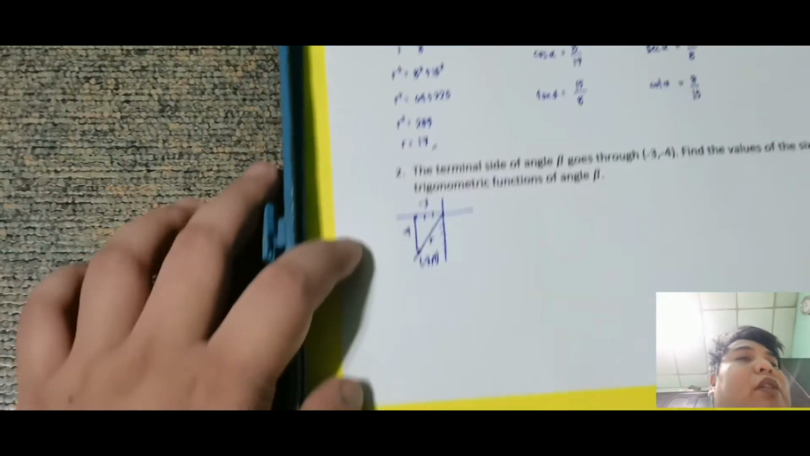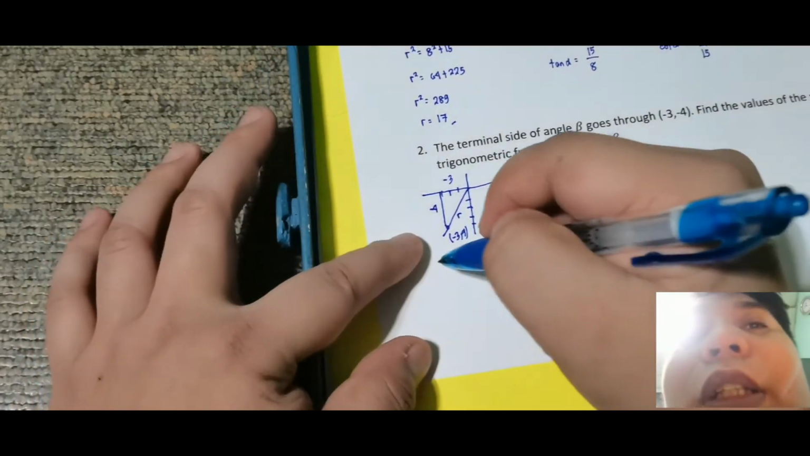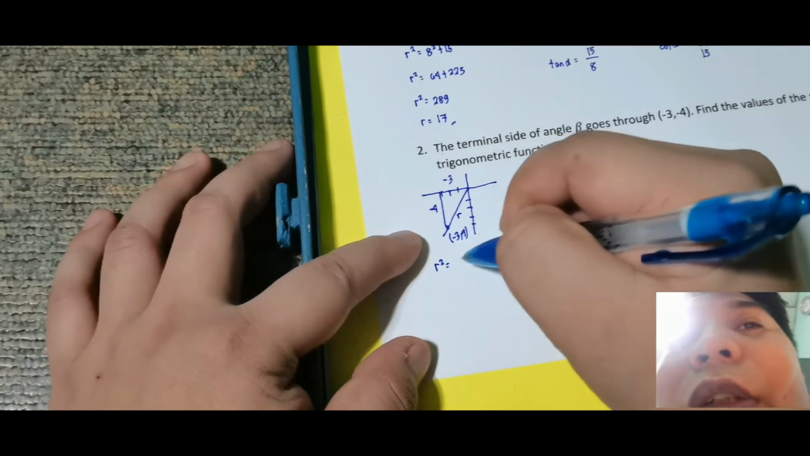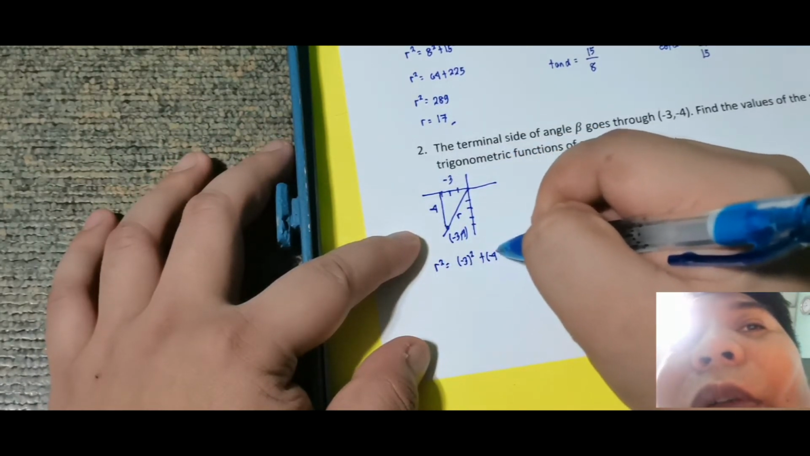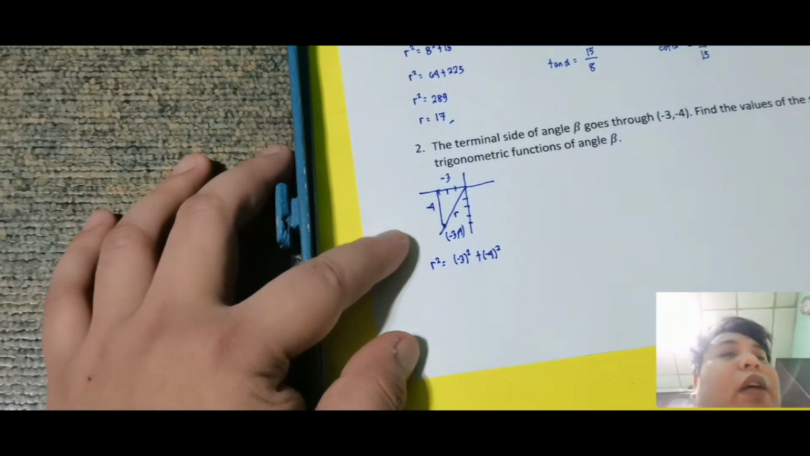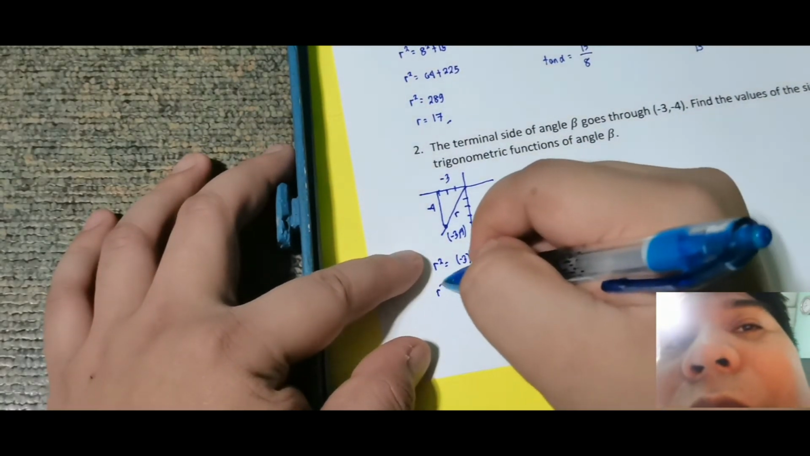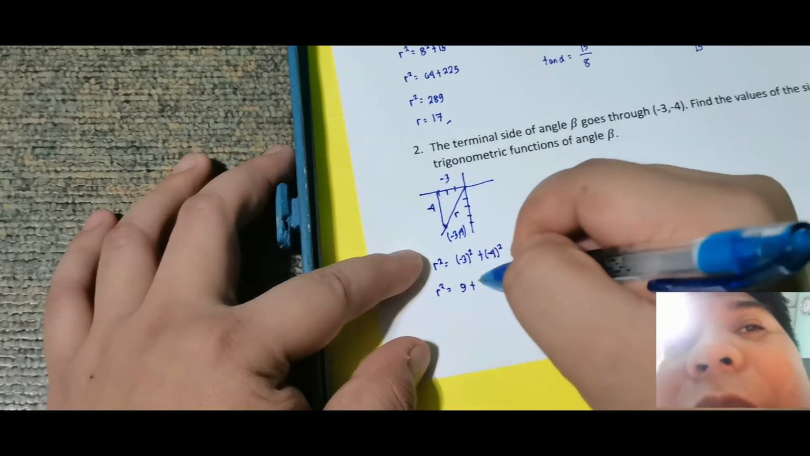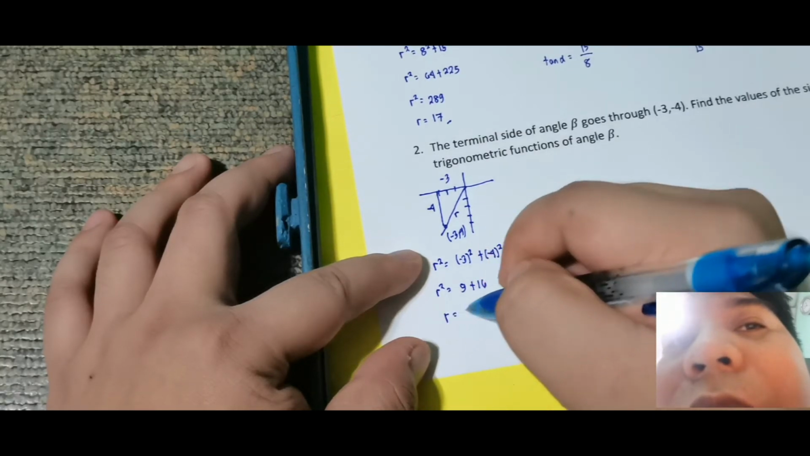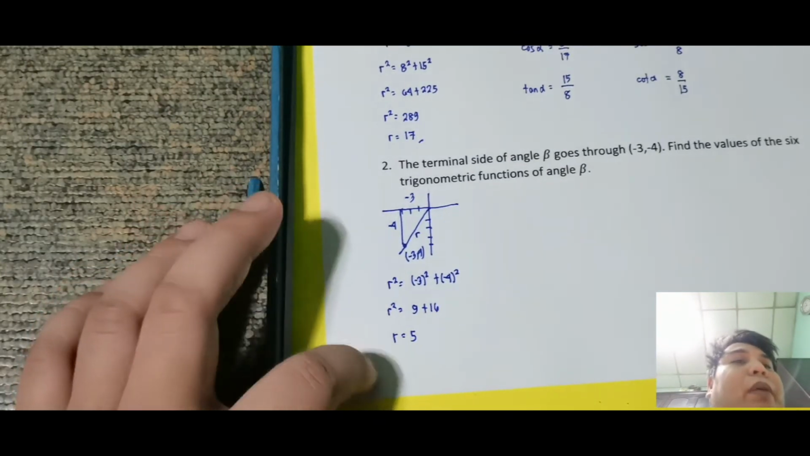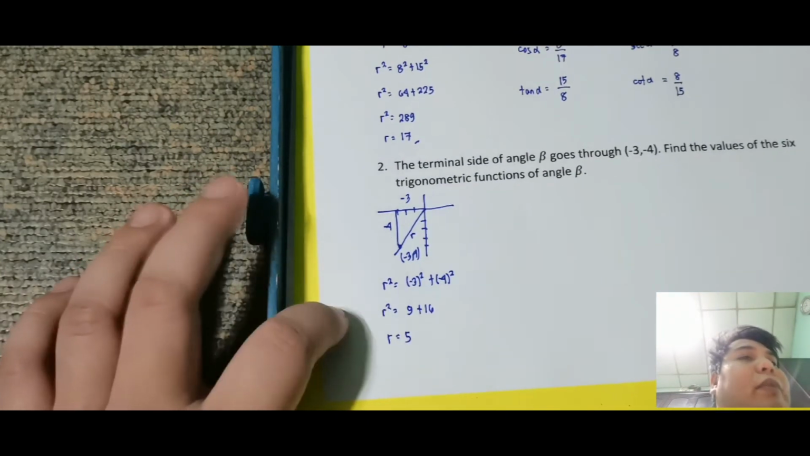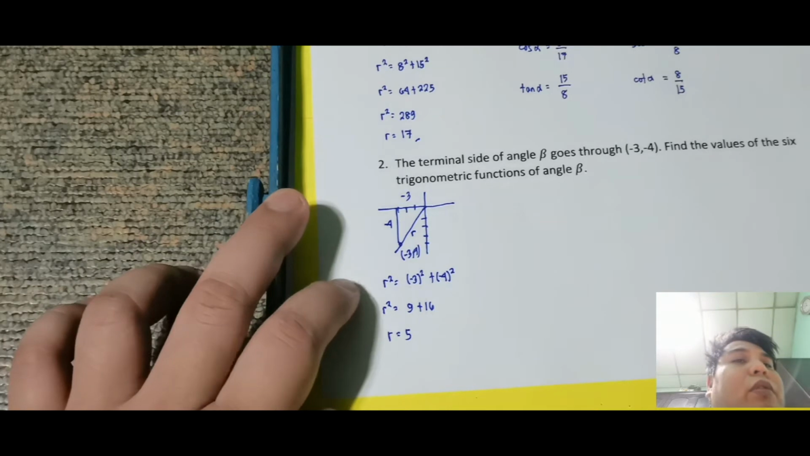So, hinahanap pa rin natin yung value ng r. So, what is r squared? R squared is equal to negative 3 squared plus negative 4 squared. Okay, which is equal sa r squared is equal to 9 plus 16, which is equal sa r is equal to 5. Kasi 9 plus 16 is 25. Square root of 25 is 5. So, note that si r is always positive.